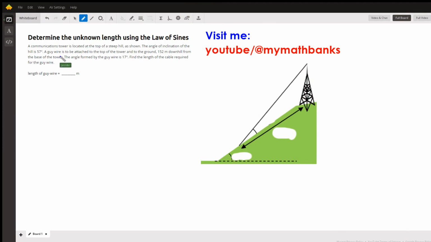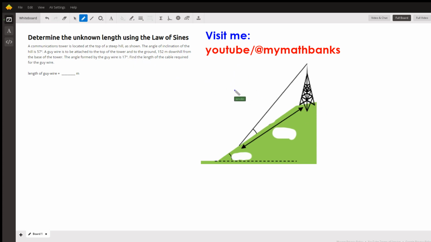Right, so I assume that you have read this problem. If not, then you can pause and read it. I found a figure that's closely similar to the situation in your problem. So you have a communications tower located at the top of a hill. So you have that tower.